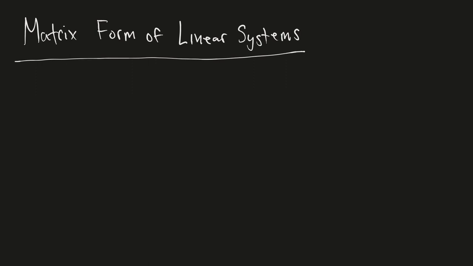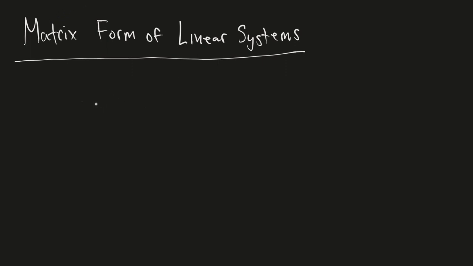Now we're going to take a look at an alternative form of our linear systems, and this alternative form gives us a direct way of actually using the inverse of a matrix. So now that we have a method for finding the inverse of a square matrix, what can we do with it? So let's take a look at this matrix form.